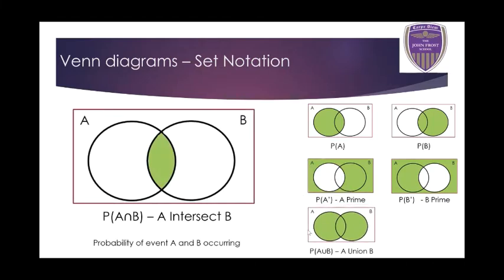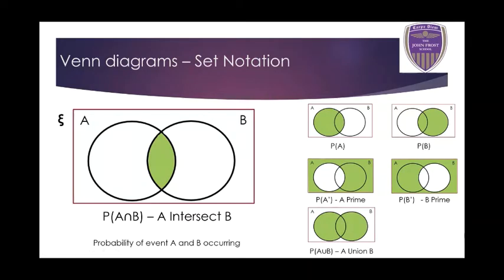A intersect B is the probability of two events happening together. They do happen. So it's the probability of event A and B occurring, and that is represented by the overlap of event A and B.